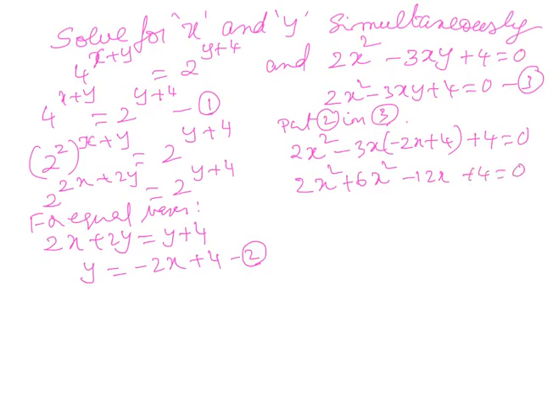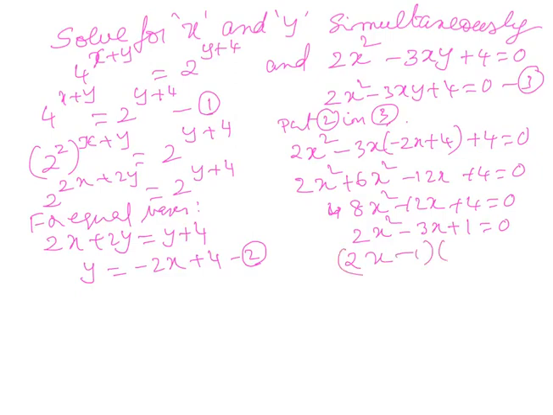I can simplify further, and I get 8x squared minus 12x plus 4 is equal to 0. I can divide by 2, I can divide by 4 in fact. That is 2x squared minus 3x plus 1 is equal to 0. And I get 2x minus 1 times, I am factorizing. Once you obtain the quadratic, I can also use the quadratic formula to solve for x.